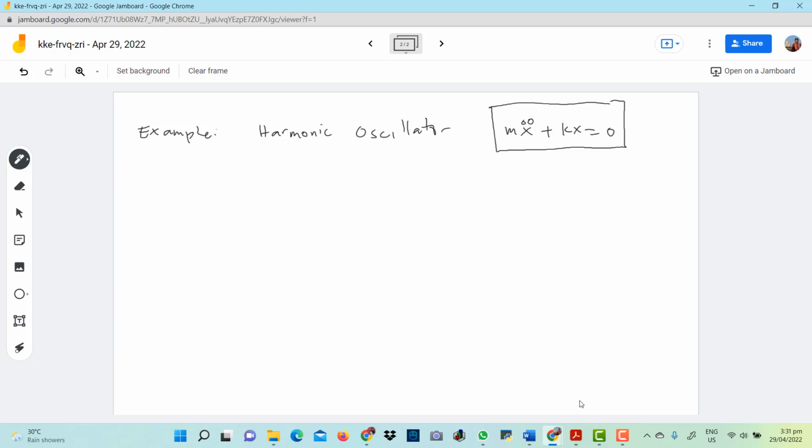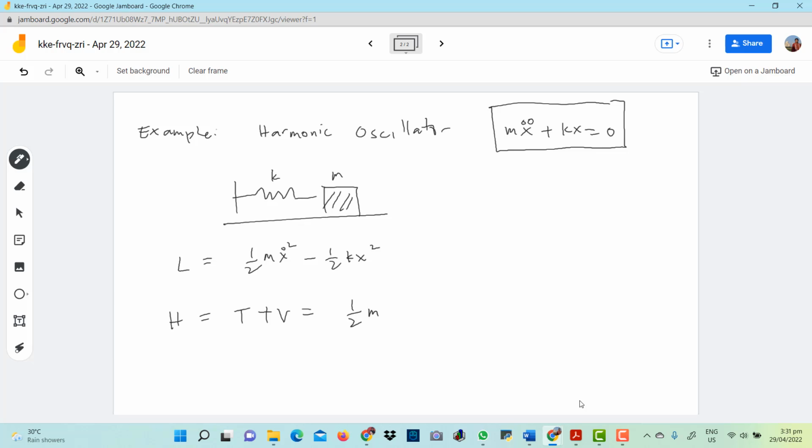Using Hamilton's equation, how are we going to determine the equation of motion? The first step is to determine the expression of the Hamiltonian function. We know that the Lagrangian for the harmonic oscillator is L equals 1 half mx dot squared minus 1 half kx squared. Instead of L, we will use the Hamiltonian function, which is just T plus V, equal to 1 half mx dot squared plus 1 half kx squared.